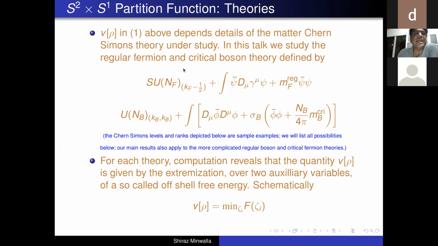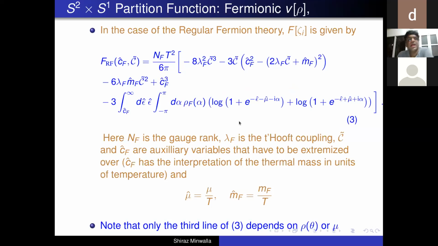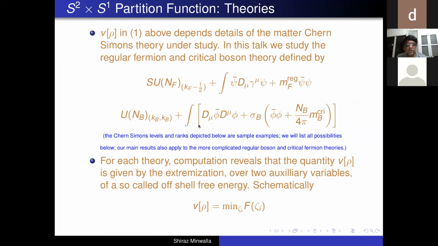The first one I call the regular fermion Chern-Simons theory. The second one I call the critical boson Chern-Simons theory. Okay, so the regular fermion theory is, for instance, an SU(N) Chern-Simons coupled theory, coupled to a fermion that's massive but would otherwise have been free in the absence of the Chern-Simons coupling. The critical boson theory is a theory of bosons that would, in the absence of the Chern-Simons theory, have been a Wilson-Fisher boson theory with the mass deformation when coupled to the Chern-Simons theory.